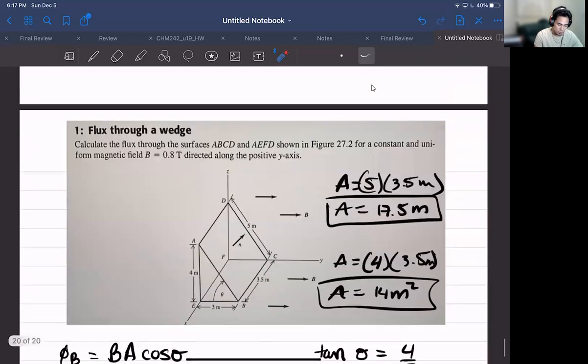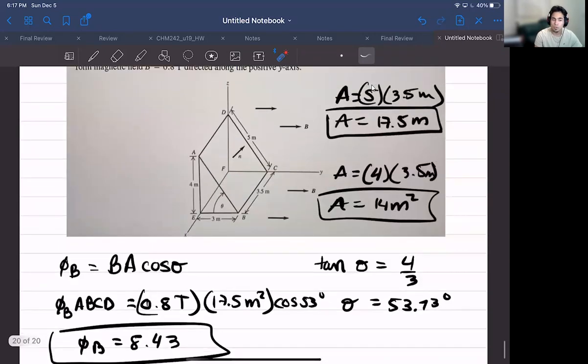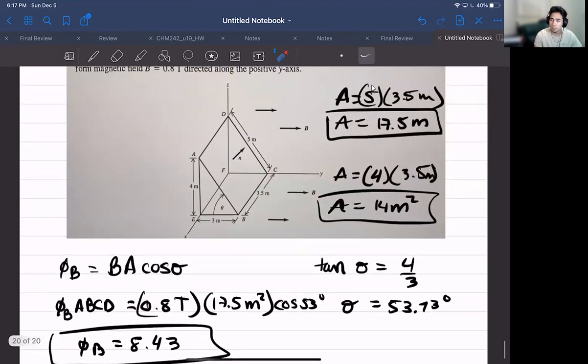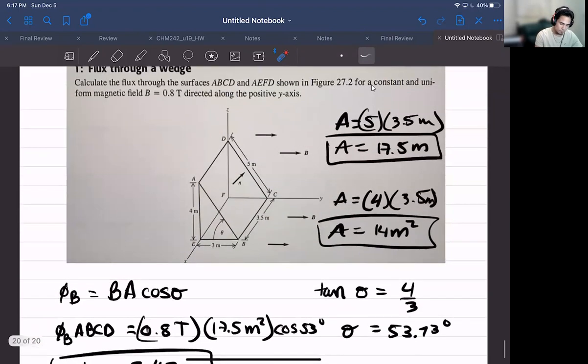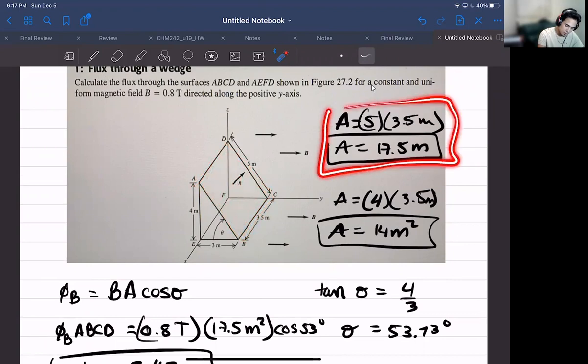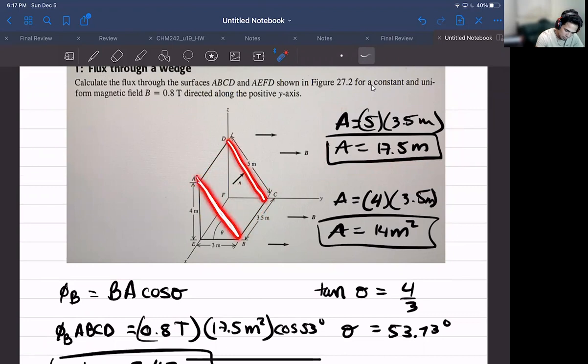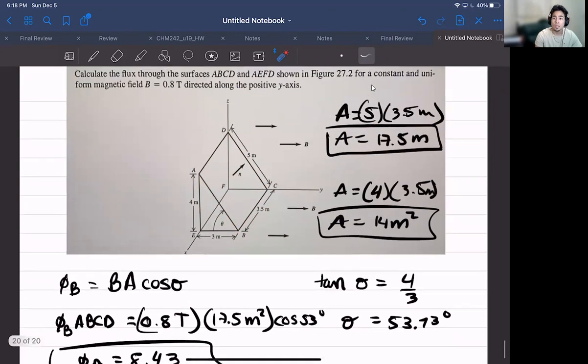So using this equation, we know that the magnetic field was constant. So 0.8 is going to be the magnetic field. Now the area for the first one, I'm going to be working with the first one, ABCD first. The area is going to be this side right here, which is 5 meters, times 3.5, which is 17.5, and that is fine.